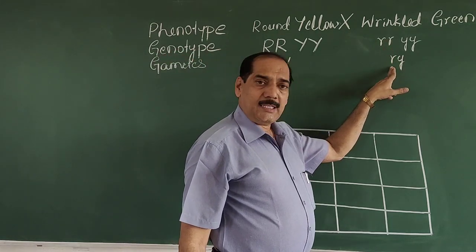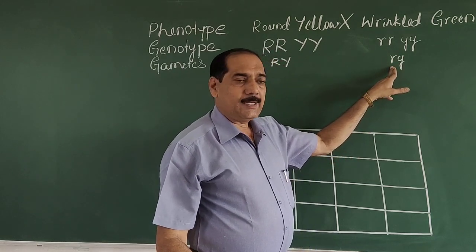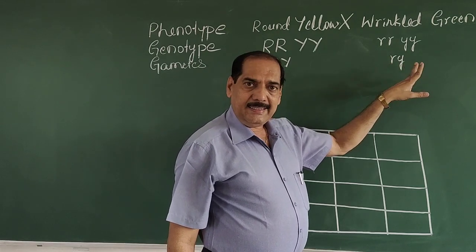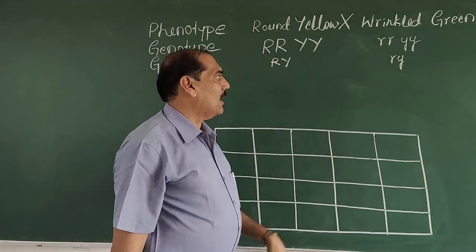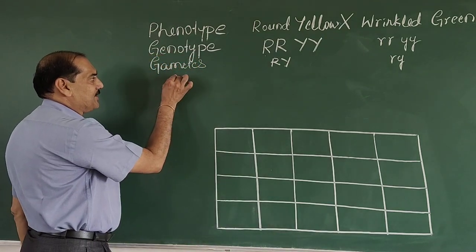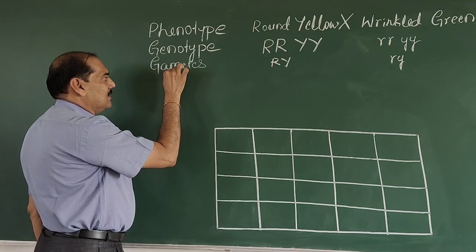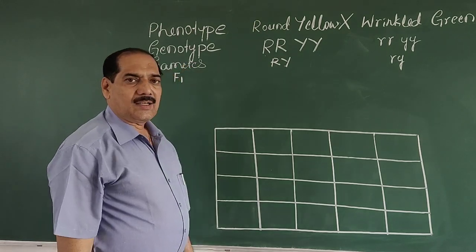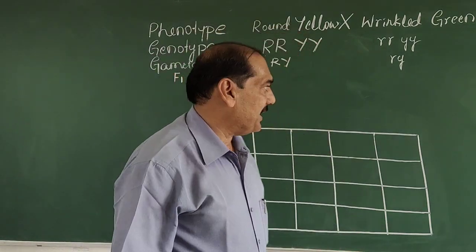How many types of gametes are produced? Only one type. Even if 1000 are produced, each gamete has a wrinkled factor and a green factor. So one type of gamete is produced from each of the plants. After crossing, during fertilization, two gametes will be fused. After fusion, we will get a first generation, that is called the first filial generation or F1 generation.